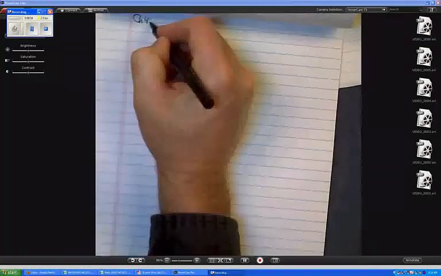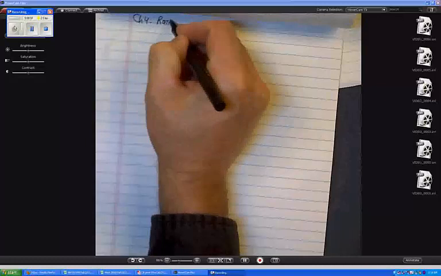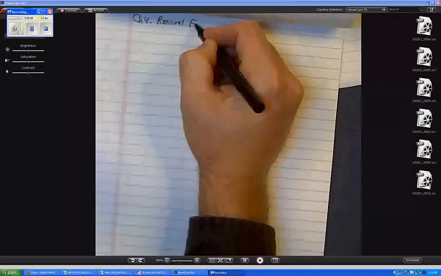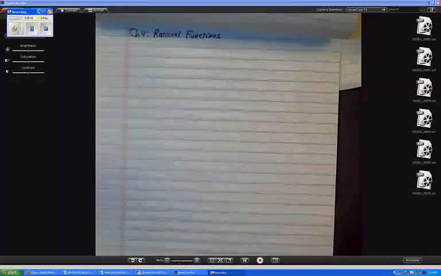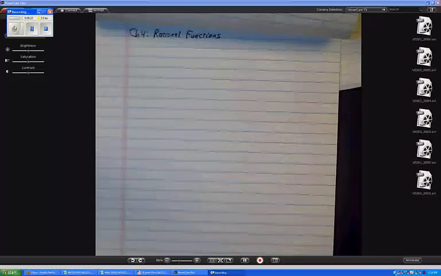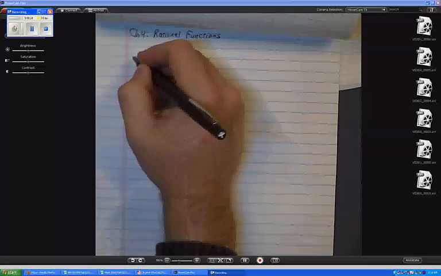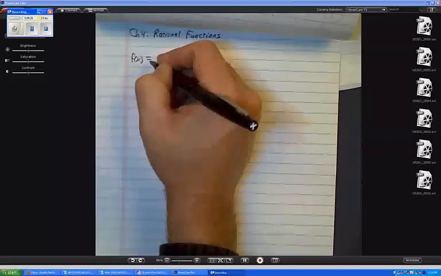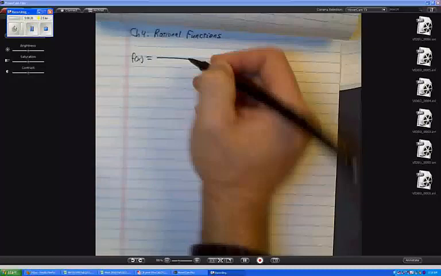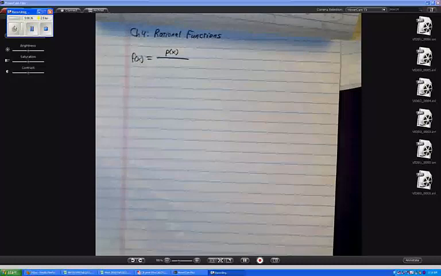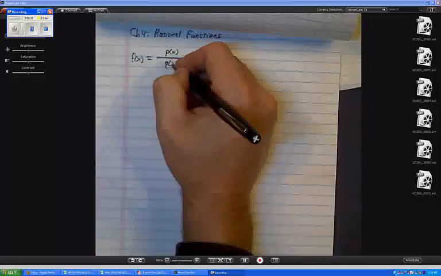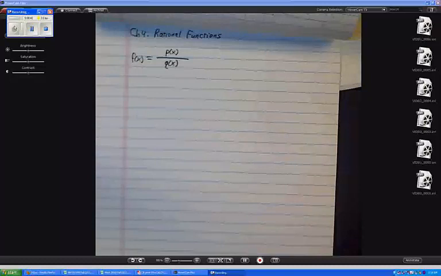Chapter 4 is on what are called rational functions. And of course, rational means what? Fraction, ratio, that's right. So my functions are going to look like this. f of x is going to be a fraction. And you're going to have p of x, some polynomial up top, and you're going to have q of x, some polynomial down there in the denominator.